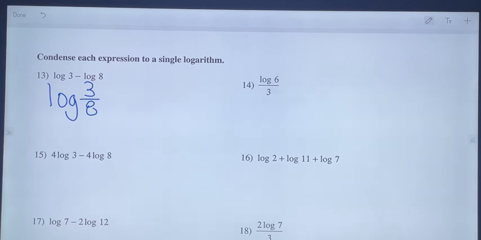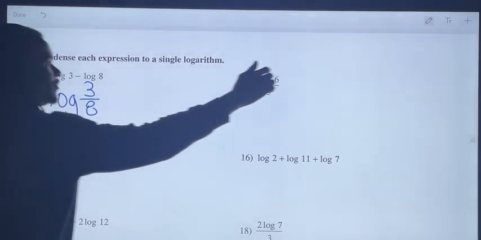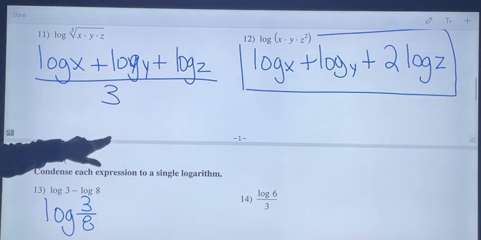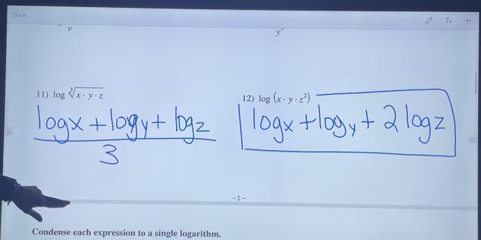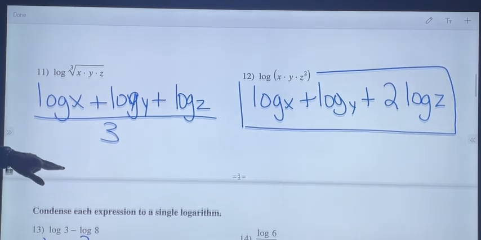When you're condensing it, Q, did you get these though? Were you understanding these when we did these? I can't really see. Don't worry, you can catch it on the playback.